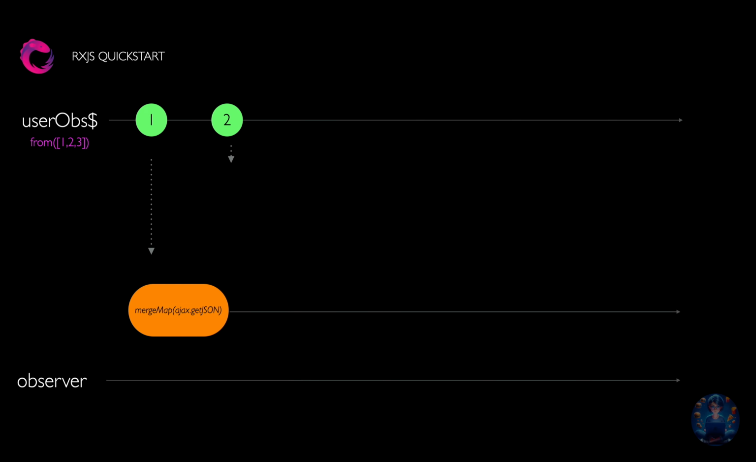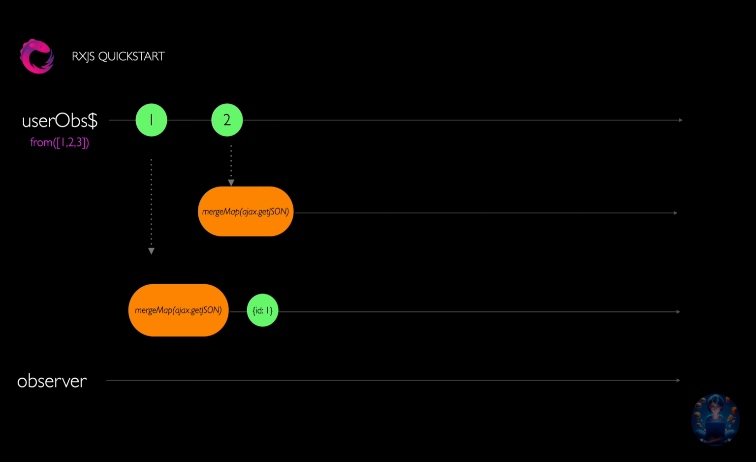mergeMap maps this value to another inner observable and starts processing it concurrently. Both inner observables are now processed simultaneously. The first Ajax request might complete before the second one, and that depends on the response time. As soon as the first inner observable completes and emits a value, this value is then received by the observer. Meanwhile, the second inner observable is still processing.